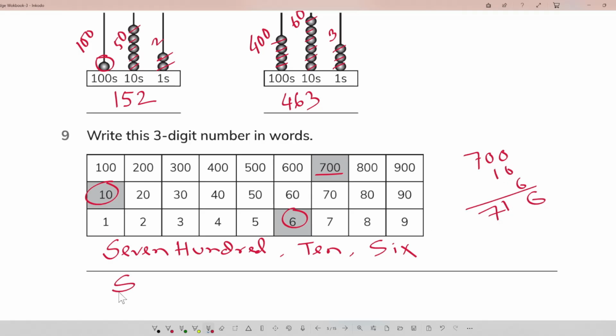So we can write 700, then what? 16, right? 16. Very simple.